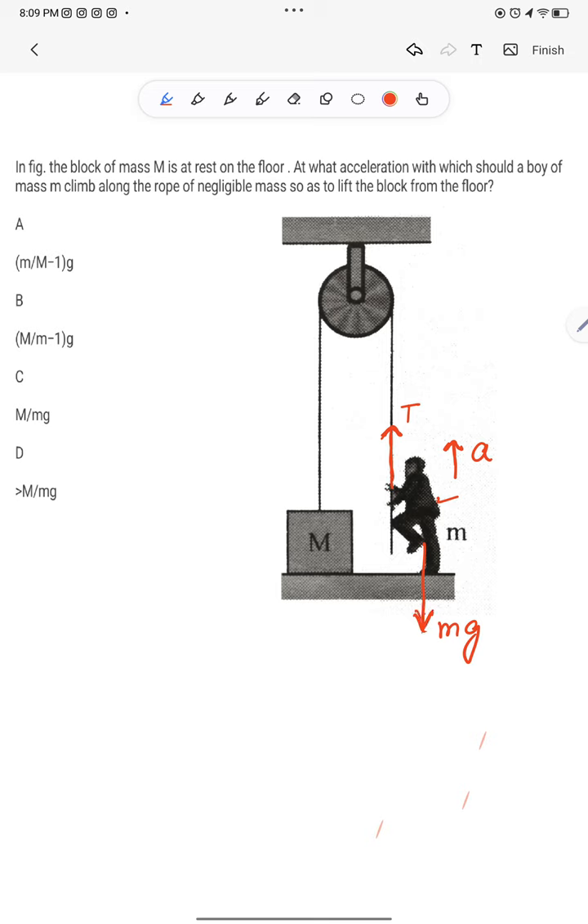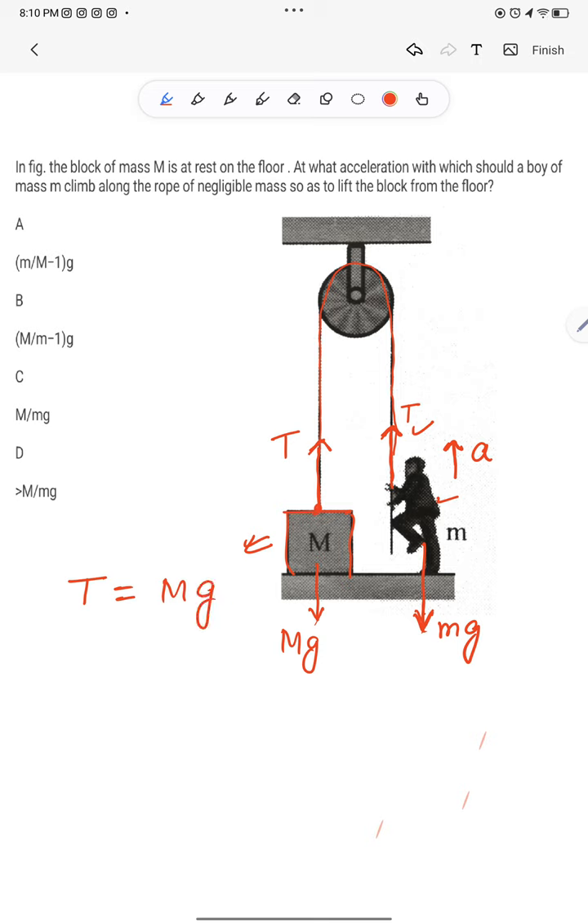Okay, and as here the string is the same, there is a single string from here to here, so if here is tension T, here will also be tension T. And when we see this block, we will find that on this block there is a gravitational force, that is capital Mg, and another force, the tension by the string. So to lift this block upward, this tension must be equal to capital M into g.